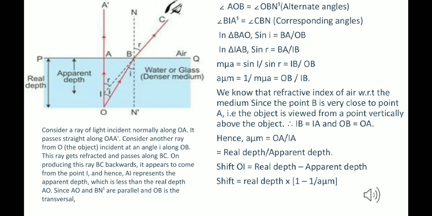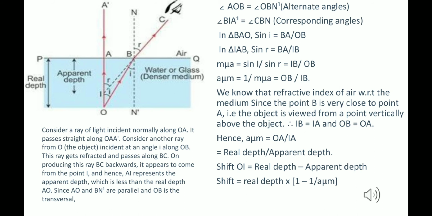Now, since the point B is very close to point A, we are assuming that the light ray which is normal and the light ray which is coming slanting are very close to each other, and therefore the object is viewed vertically. So it is assumed that it is seen almost from the 0-degree angle only. That means it is seen from above the object only. In that case, B will shift to A. As B is assumed to be very close to A, in physics we say that B takes the place of A over here. So OB will become OA and IB will become IA. Hence, A mu M is OA upon IA. OA is the real depth and IA is the apparent depth.